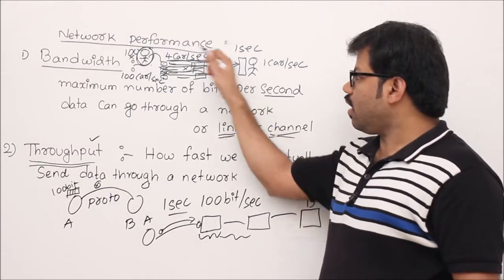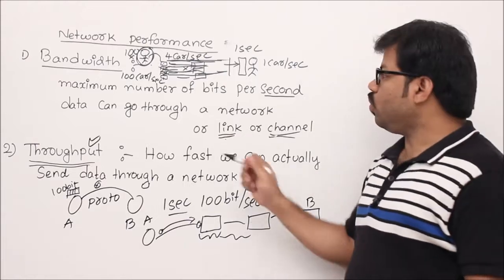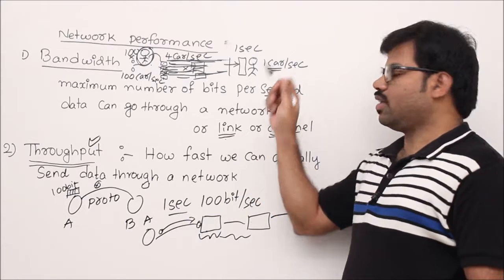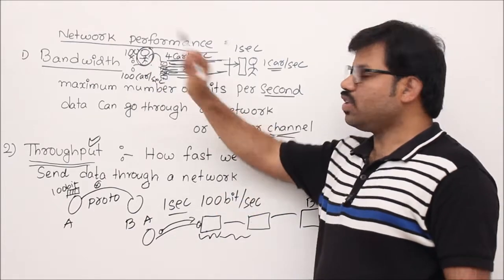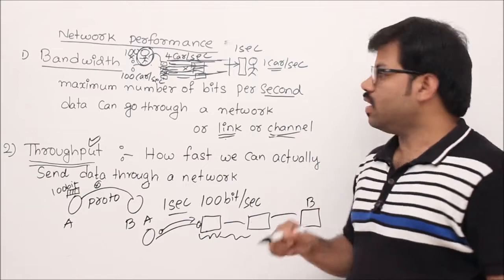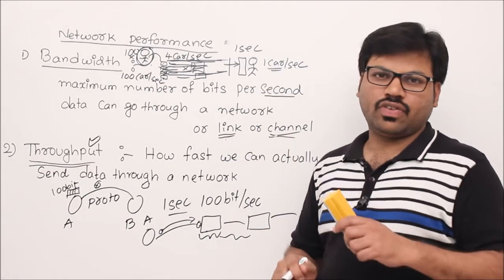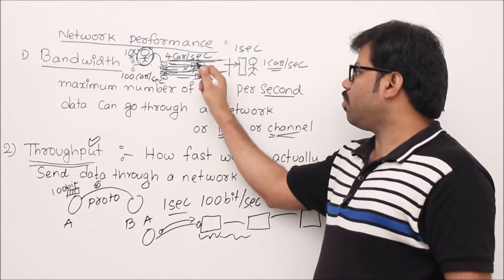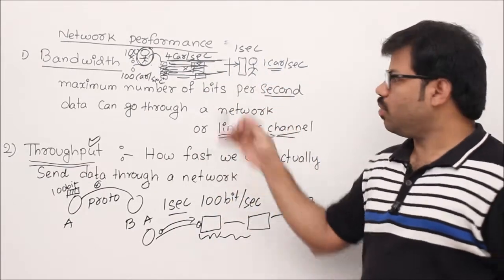But there are a lot of other issues that influence the throughput. So here throughput is only 1 car per second, not 4 cars per second. What is the reason? Your actual bandwidth is 4 cars per second, but why is throughput only 1 car per second? Because some of the cars are getting accidents and they are not going. Second, some of the cars are stopping in between and they are not going to the end. This is about the road system.